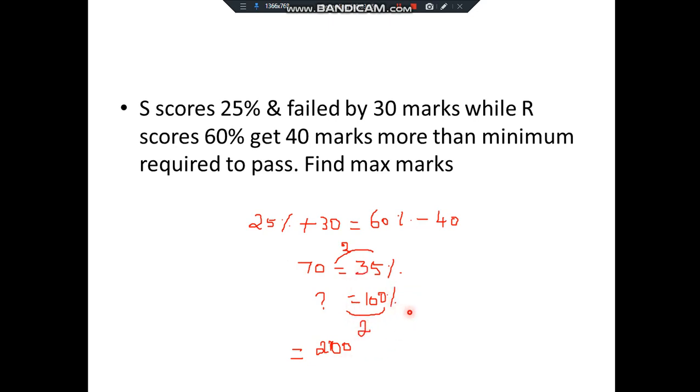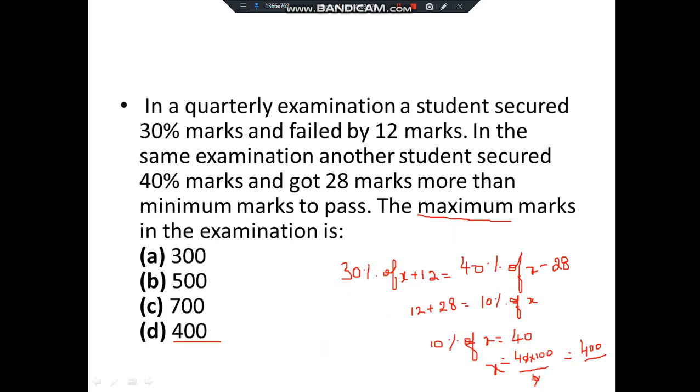Okay. Next question. See, in a quarterly examination, a student secured 30% marks and failed by 12 marks. In the same examination, another student secured 40% marks and got 28 marks more than the minimum mark required to pass. The maximum mark we have to find. See, the previous same question, you try it by yourself. I have done it and I'll explain it to you. Just look for the answer.